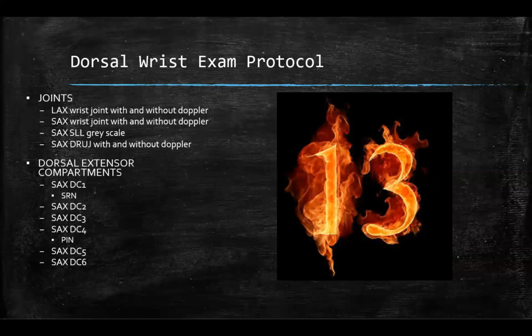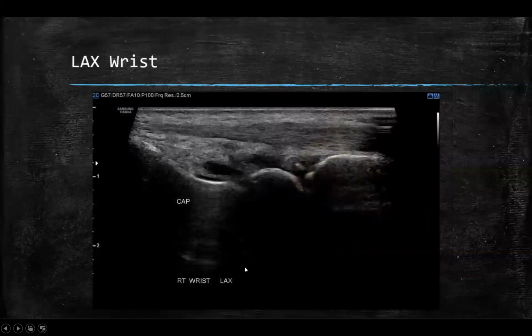I divide my protocol for the dorsal wrist up into 2 parts. First, we'll look at the wrist joints through the dorsal area, and then the second part is the dorsal extensor compartments. Now, our first image is a long axis view of the wrist. I like to get it in this plane where we can see the radius, the lunate, and the capitate all coming together and kind of cupping each other.